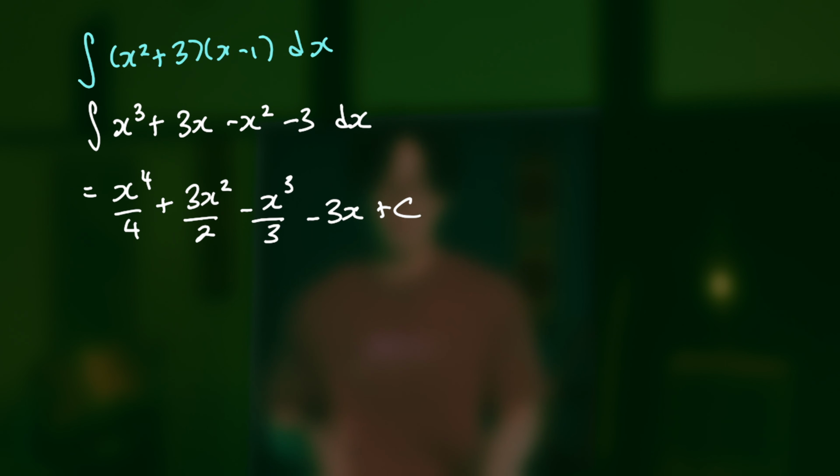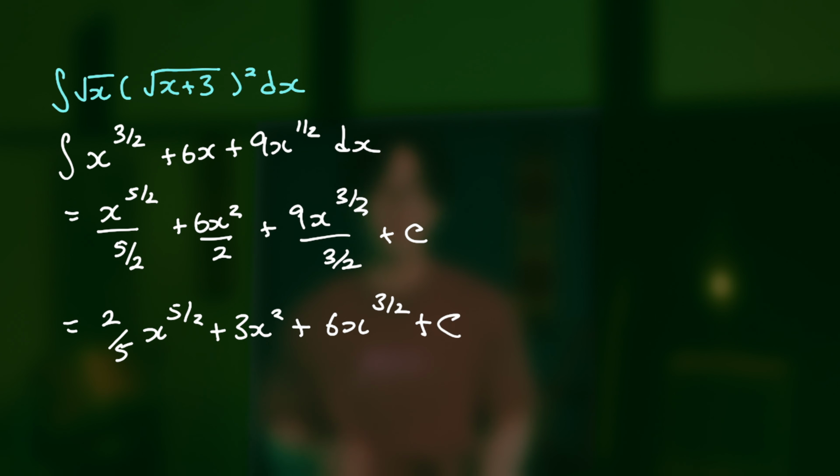Let's just try one more. So once again, let's simplify this as much as possible. So if I do that, I'll get x to the power of 3 over 2 plus 6x plus 9x to the power of half. First term, adding 1 to 3 over 2 will give me 5 over 2. So it's going to be x to the power of 5 over 2, over 5 over 2, plus 6x squared over 2, plus 9x to the 3 over 2, over 3 over 2, plus c.